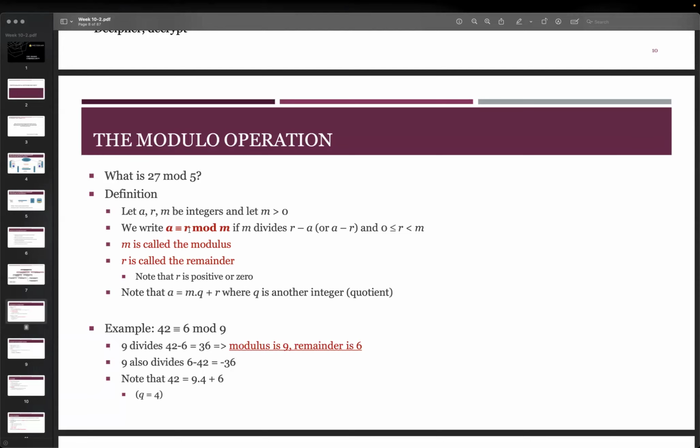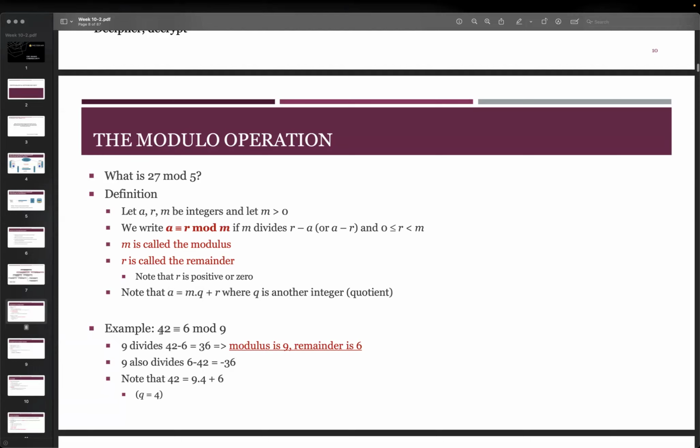We need to be sure R is positive or 0. And when we add this, that means A will be equal to M times Q, where Q is the quotient, any integer, plus the remainder, which will be equal to A. So right here you see when we mod by M, we get the Q.